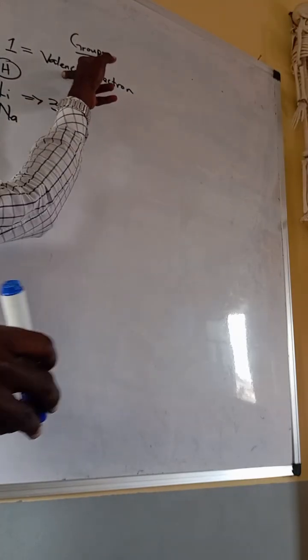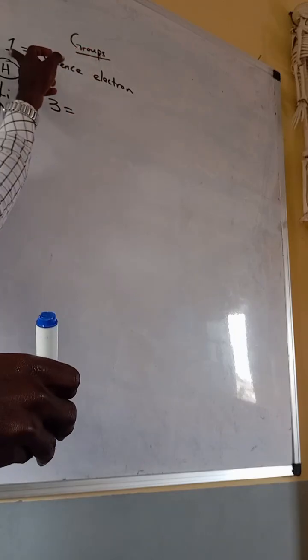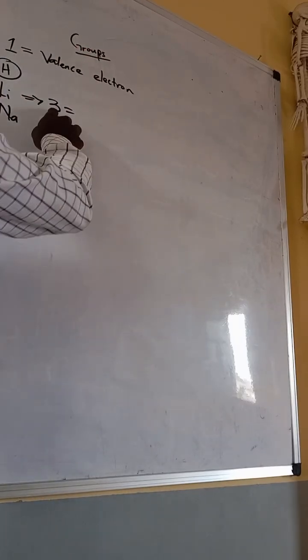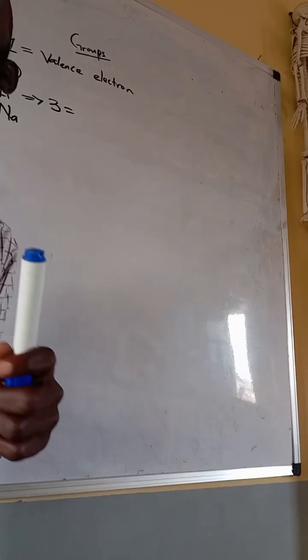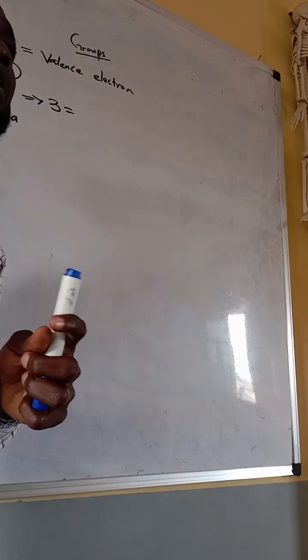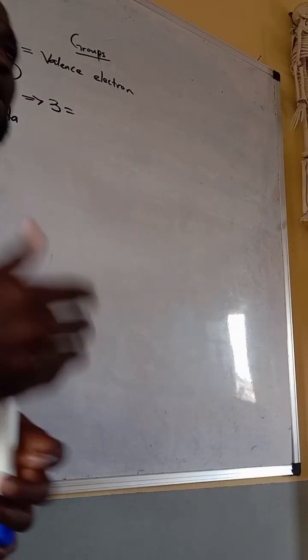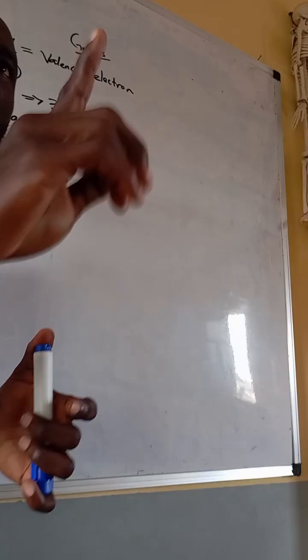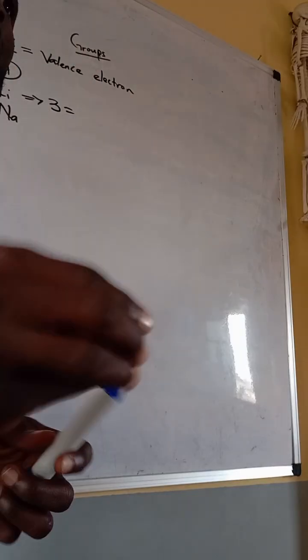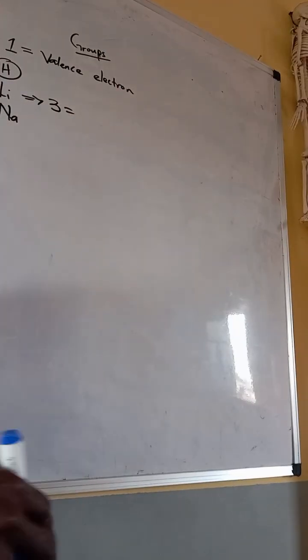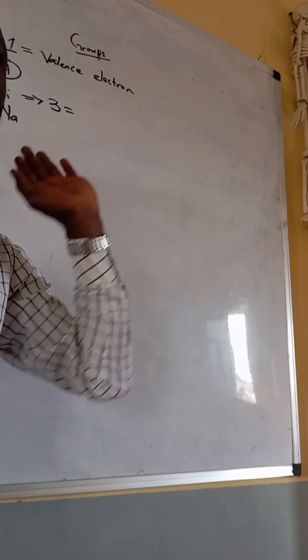We want to know why they have a valence electron of 1. Please pay attention. Now, there is a particular electronic configuration that we call the shell notation electronic configuration. What is the meaning of shell notation electronic configuration? First, what is the meaning of electronic configuration? Electronic configuration means that we want to arrange electrons in their shells. That is the meaning of electronic configuration.